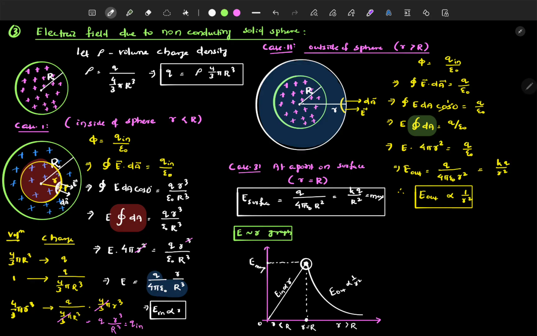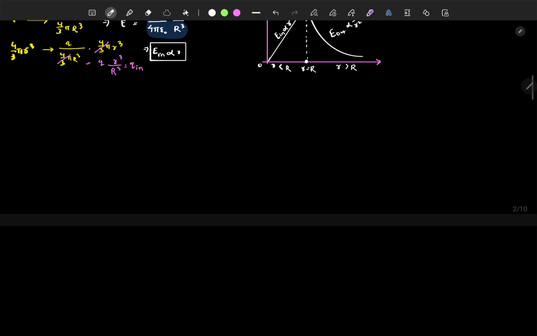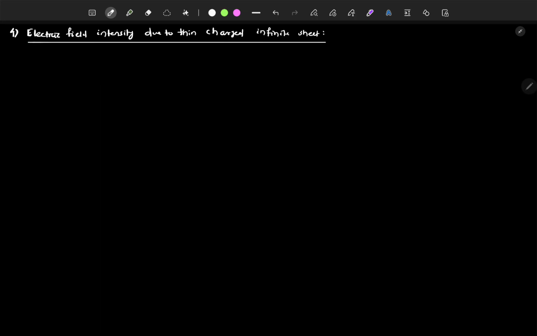Then next, come to our fourth application, that is electric field intensity due to a thin charged infinite sheet. So our next topic, electric field intensity due to a thin charged infinite sheet.